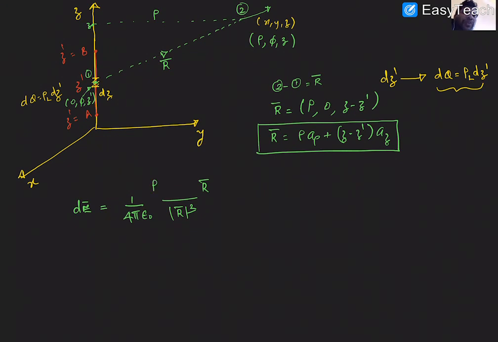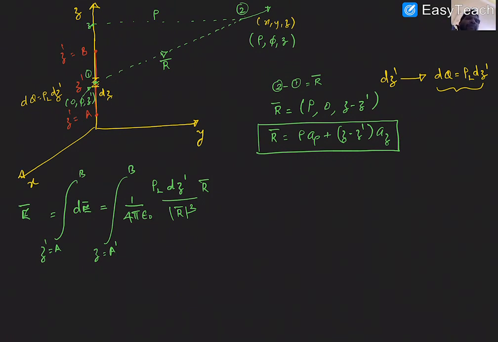So it is nothing but rho l into dz dash, okay, because z dash is the variable. If I want to find the total electric field, then z dash changes from a to b, and I have to do the same thing here. Z dash changes from a to b by using the integration. So this is the total electric field.